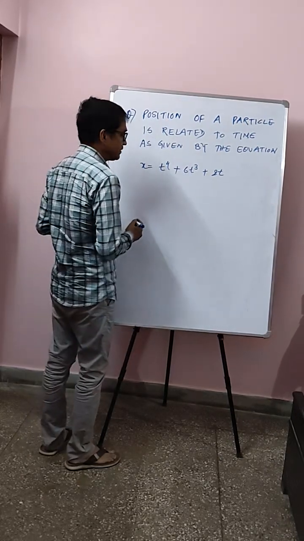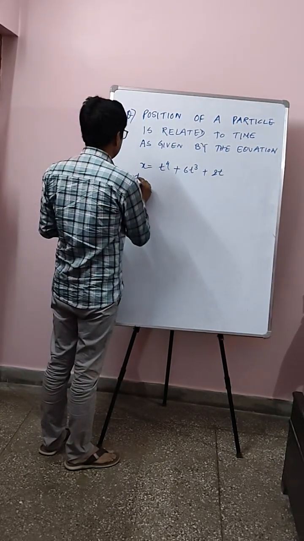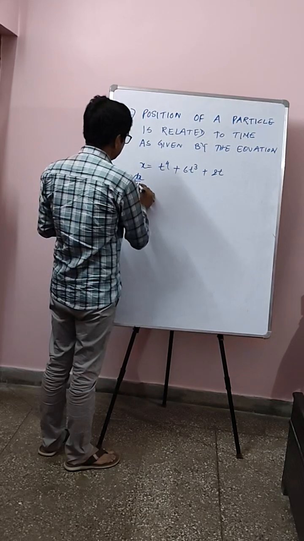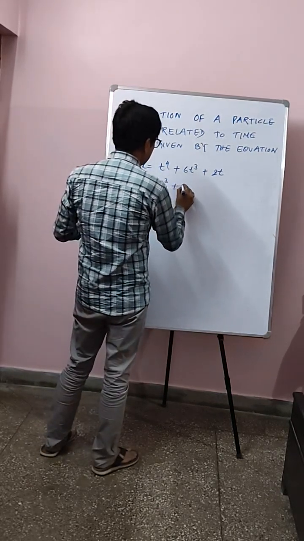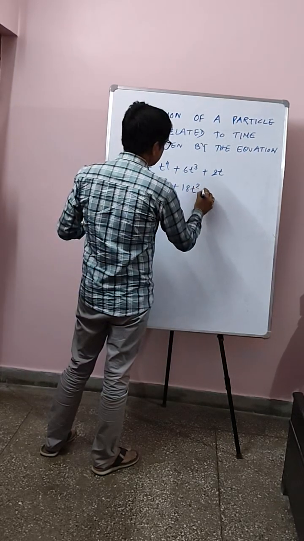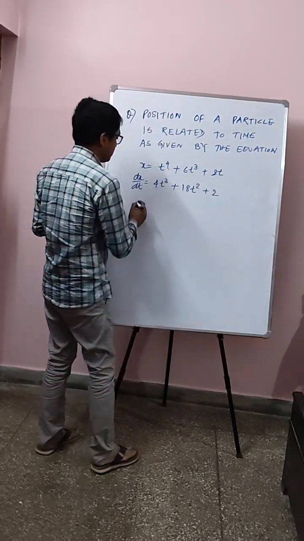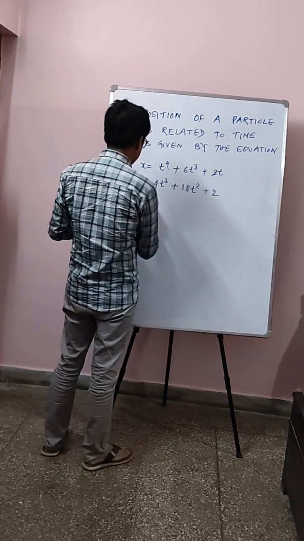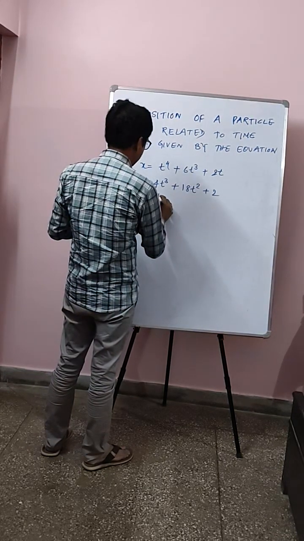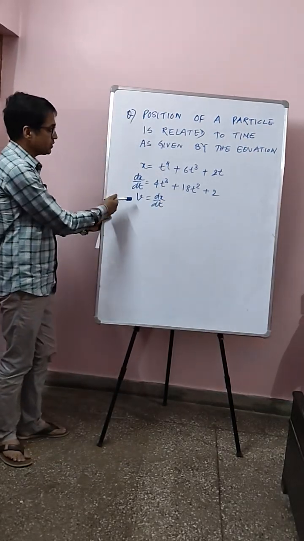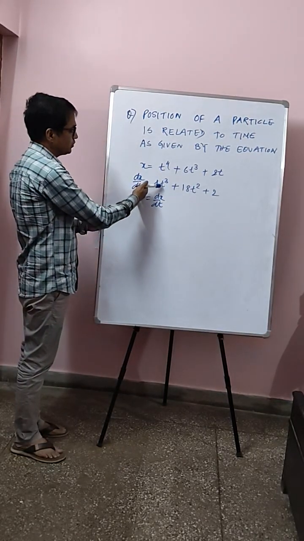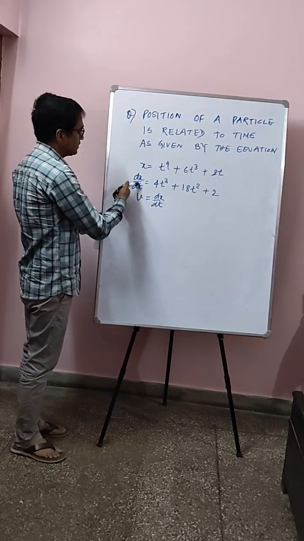First we take the first differential of x. We have dx upon dt equals 4t cube plus 18t square plus 2, and this is velocity. We are differentiating x with respect to time.